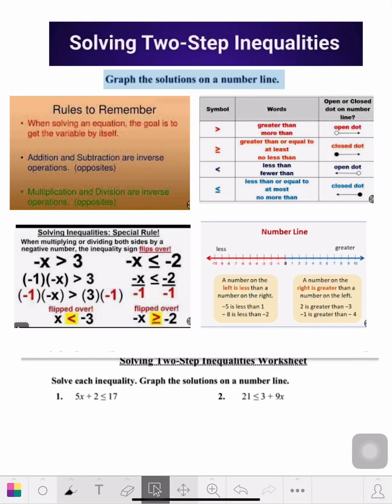Hello, class. Our lesson today is solving two-step inequalities, and you've got to graph the solution on a number line. What I put up here are a few of the rules, little clips of art. Let's start with the first one.